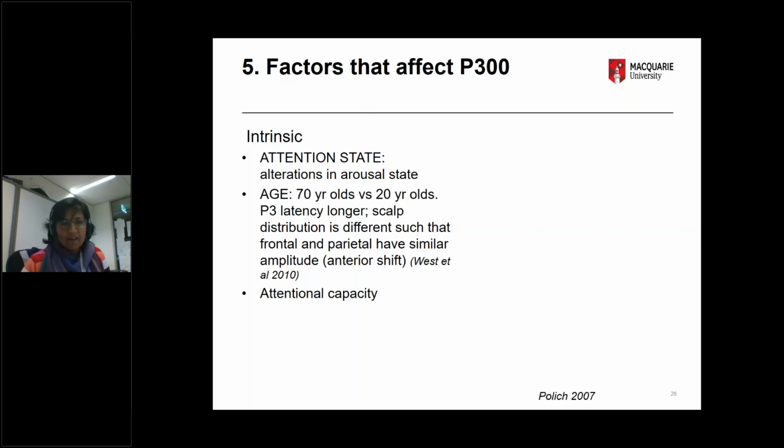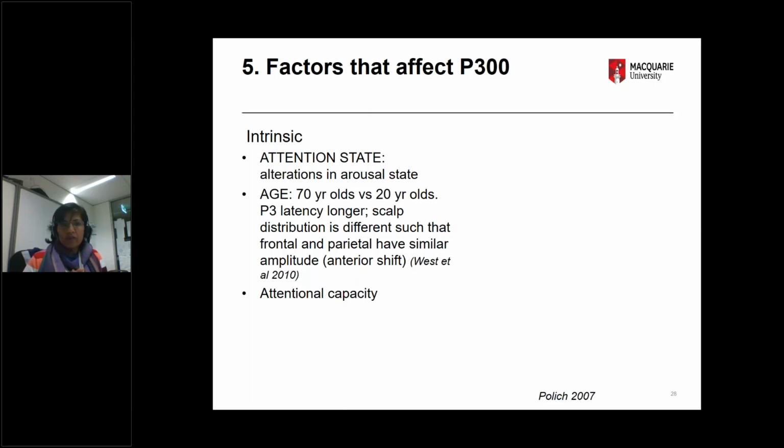Age is another important factor. 70-year-olds versus 20-year-olds, big difference between the amplitude and latency. And this is rather important because if you are keen on applying P300 to anything that has a cognitive impairment, such as schizophrenia, dementia, Alzheimer's disease, all of that, what we need is the age control. So 70-year-olds or 60-year-olds, we really need their norms. P300 latency tends to get longer.